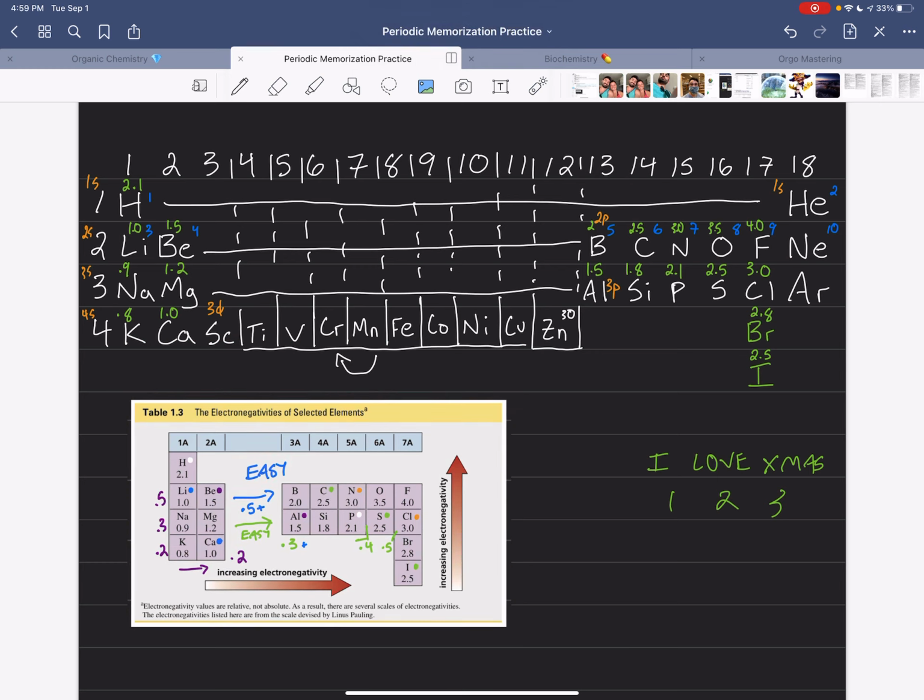Okay, so let's just check H 2.1, lithium 1, Be 1.5, 0.9, 1.2, 0.8, 1.0. We have 2, 2.5, 3, 3.5, 4, 1.5, 1.8, 2.1, 2.5, 3. I Love Christmas gives us 2.5 and 2.8. There you go. So those are all the electronegative numbers. And hopefully this was helpful.